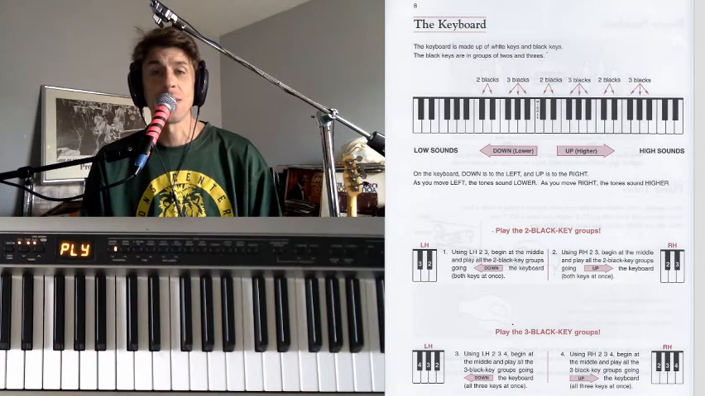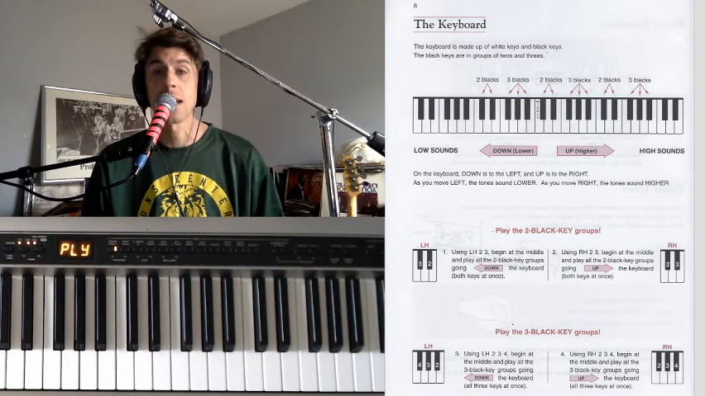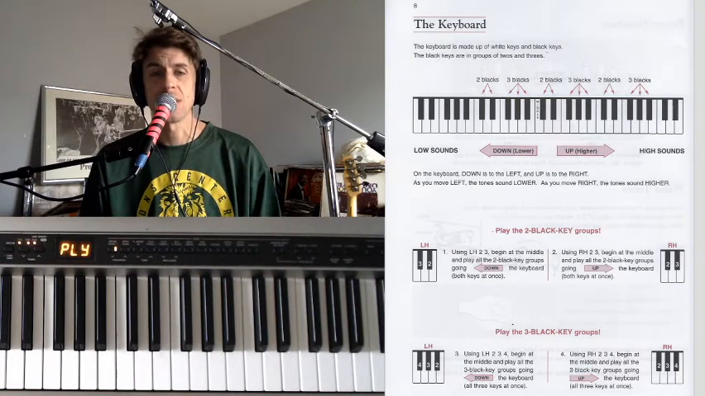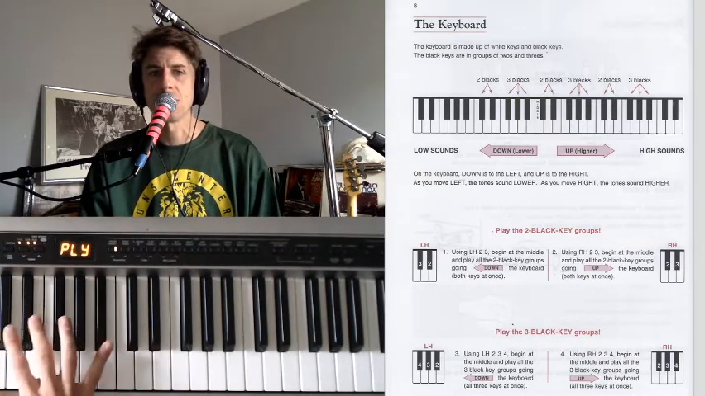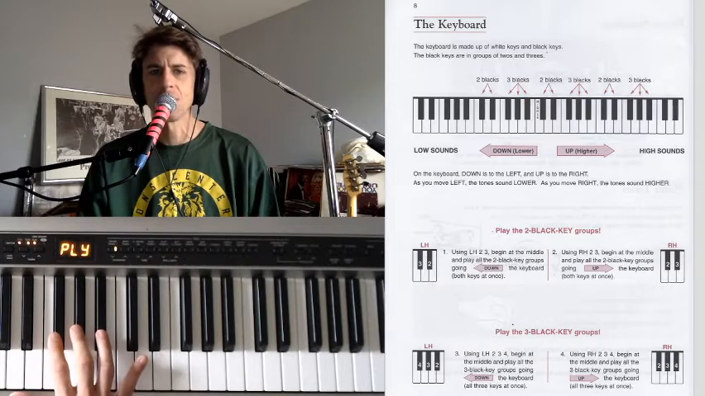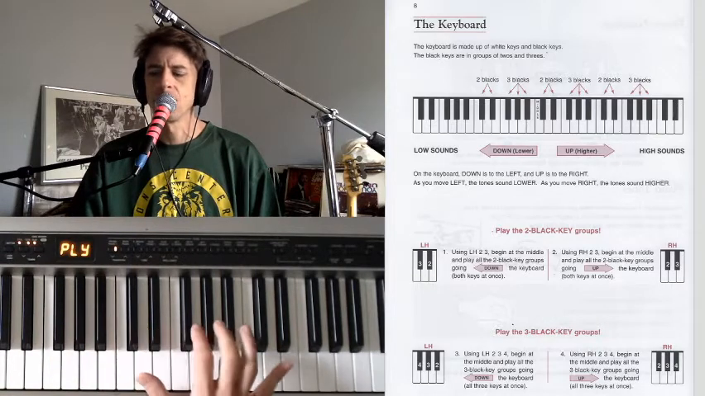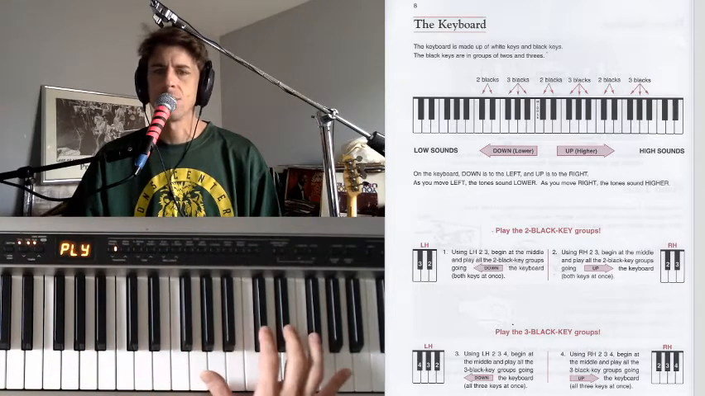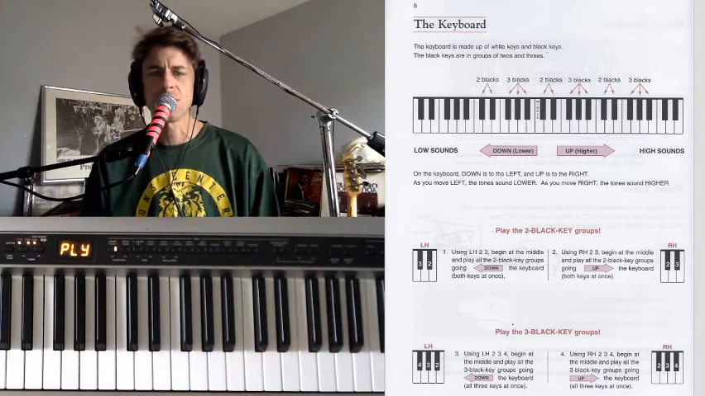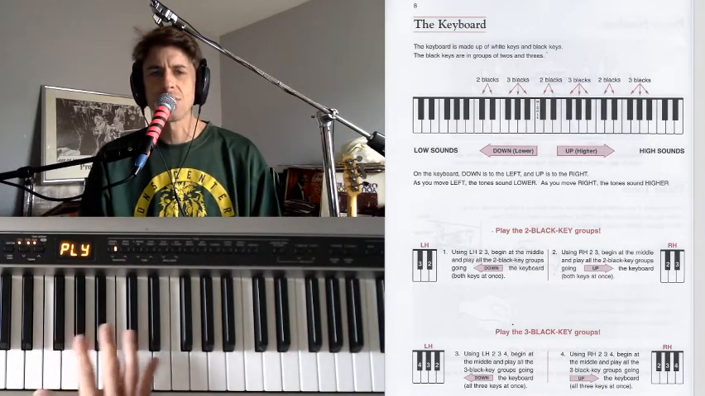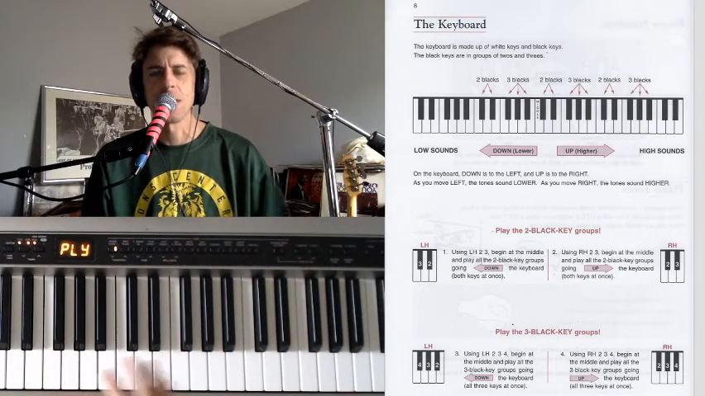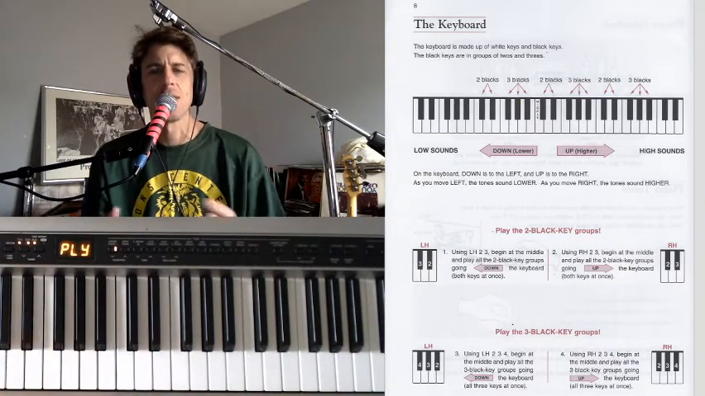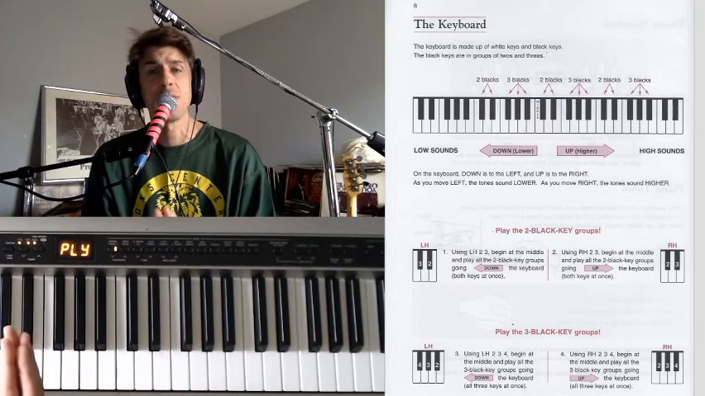The way they're organized is in groups of 2 and 3 black keys, or we call them sets of 2 and 3. So here's a set of 2, 3, 2, 3, 2, 3, etc. We use these sets as landmarks when we navigate around the keyboard, and they help us to know where we are in the keyboard and help us to identify the notes.